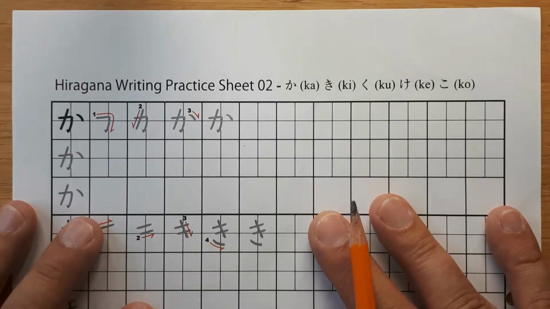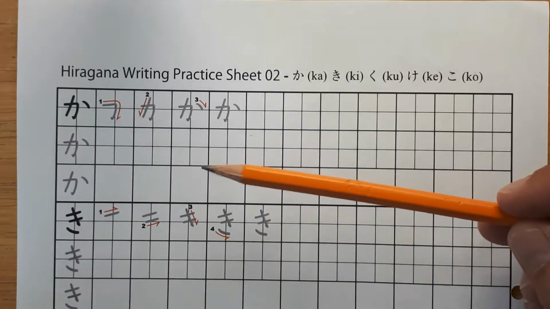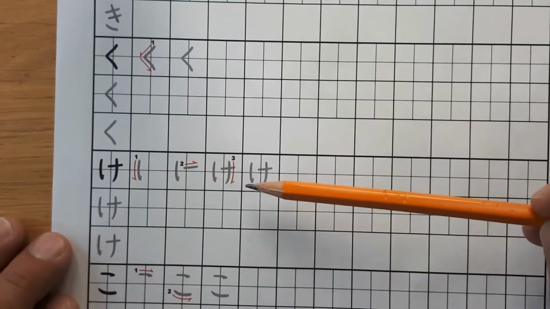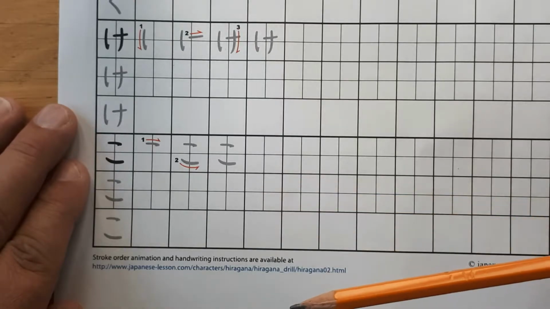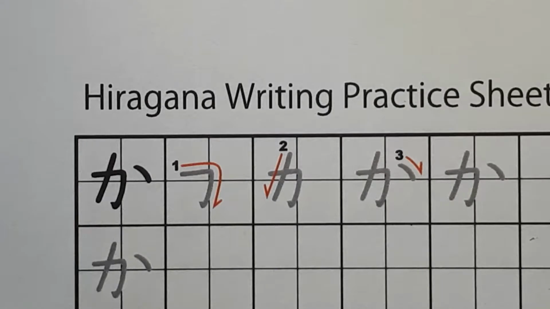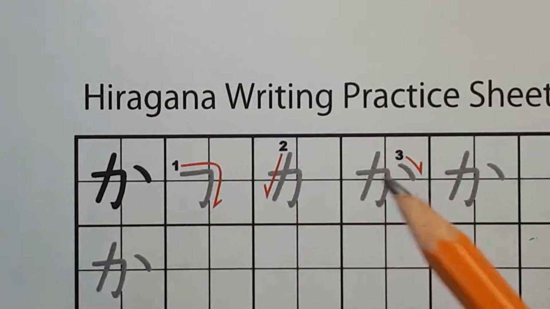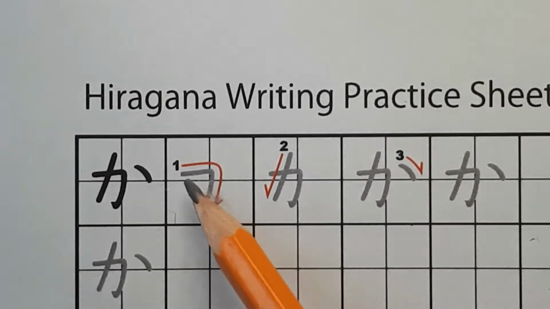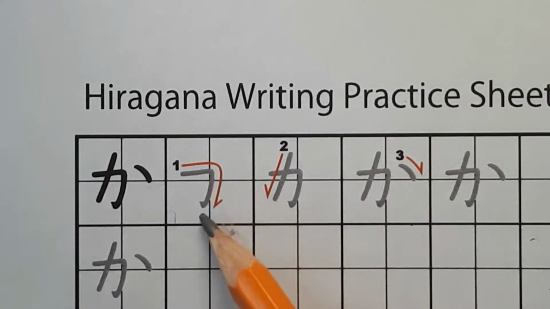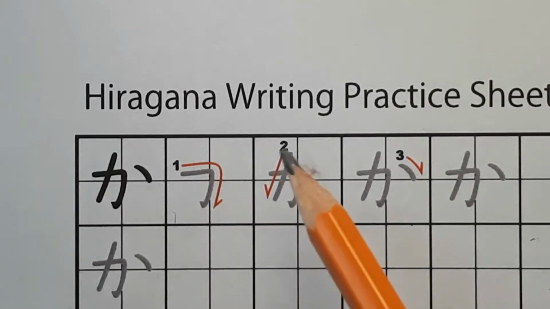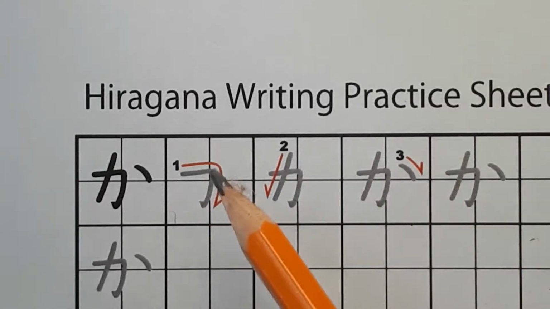And here we have another paper. You can see it's like last lesson. We have the ka, the ki, the ku, the ke, and the ko. So let's start now with the first one. Ka, as you can see, has 4 stroke orders. If we start, the first thing we start with is a little hook like this. And this is more to be able to have the orientation of the rest of the strokes. So you start with that one.